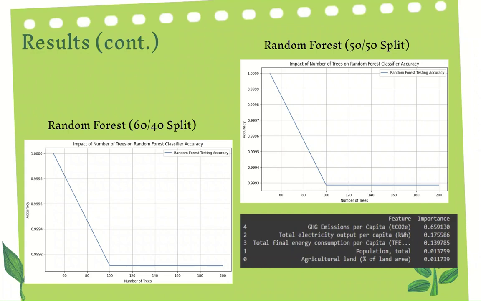Lastly, the features that were most important. At number one, we had the GHG emissions per capita at about 66%. And secondly, we also had the total electric output per capita at about 18%. So those were the two features that were most important for our model. And in fact, that makes sense as the GHG emissions were important in order to classify whether it was low, mid, or high.